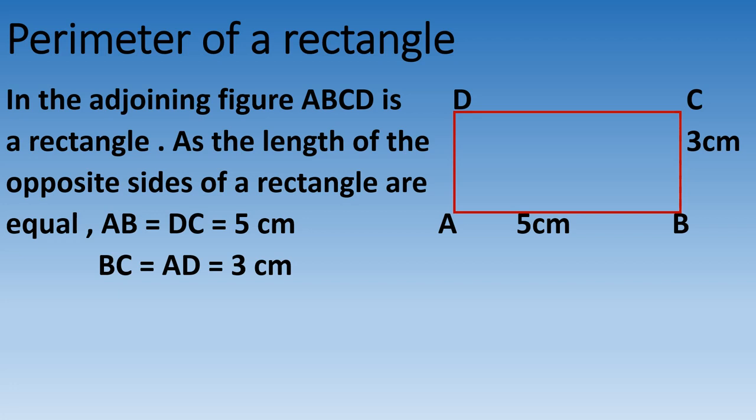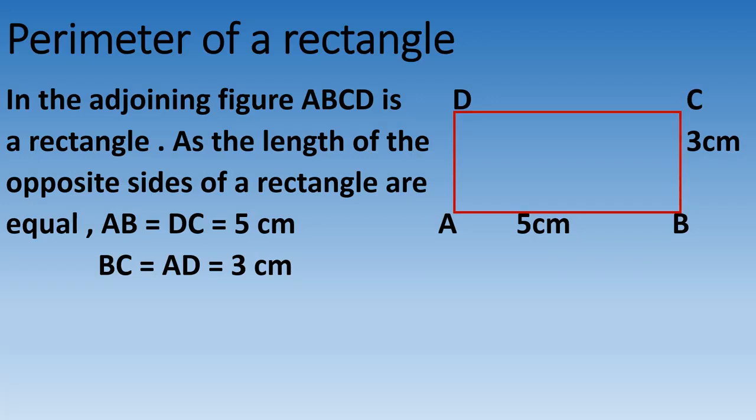Now see, in this rectangle, only measurement of two sides are given to us. That AB equal to 5 centimeter and BC equal to 3 centimeter. But we know that in rectangle, opposite sides are equal. So AB must be equal to DC. So if AB equal to 5 centimeter, DC is also equal to 5 centimeter. And if BC is given to you 3 centimeter, so DA is also equal to 3 centimeter.